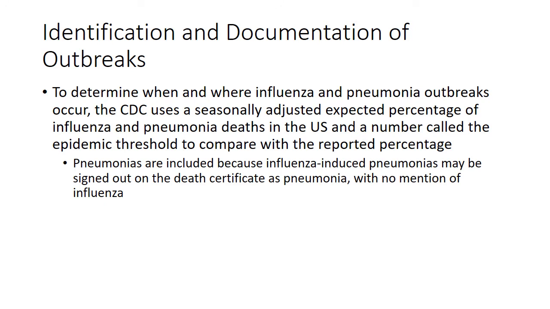Obviously, that number is much lower in the summertime, when you wouldn't expect a lot of deaths due to flu and pneumonia, versus the wintertime, when that number might be much higher. It's seasonally adjusted to account for those normal changes in variation of reporting. Pneumonias are included because a lot of times, if someone had an influenza-induced pneumonia, that would not be captured by the death certificate. Including pneumonia will increase your numbers and bring them closer to what is actually occurring, because we know there's generally under-reporting of a lot of these diseases.